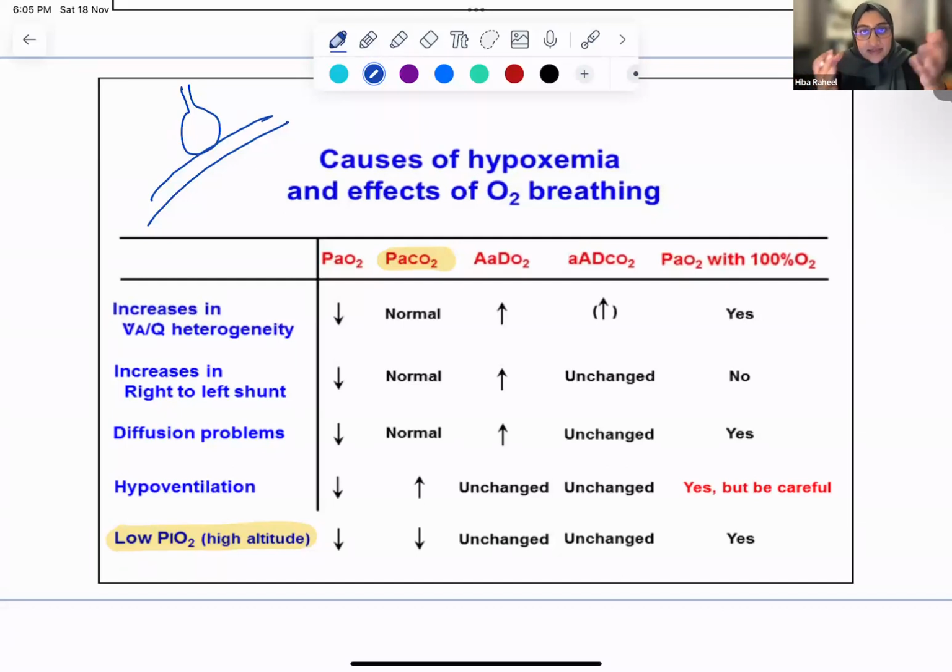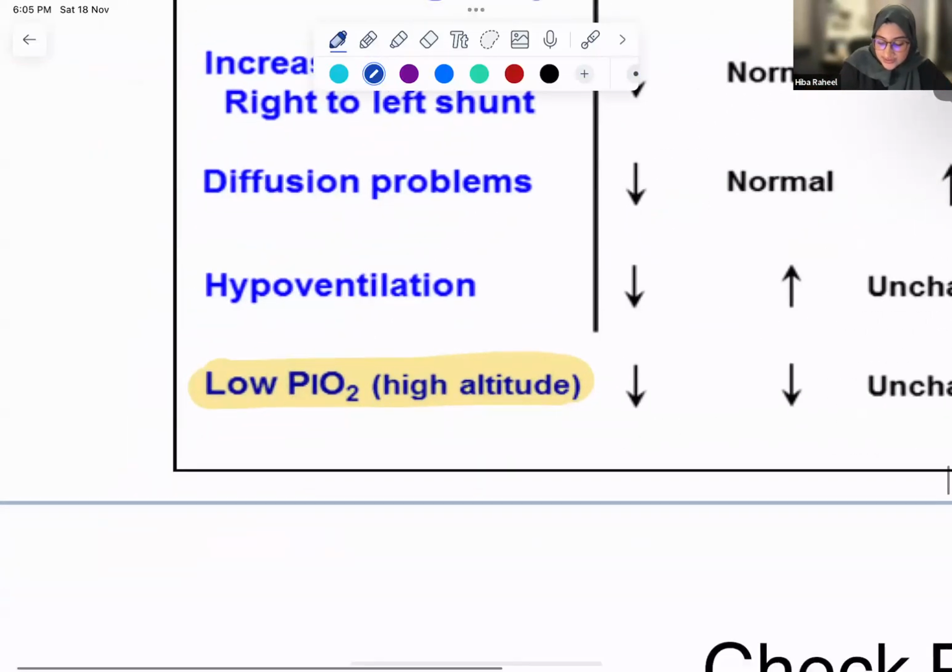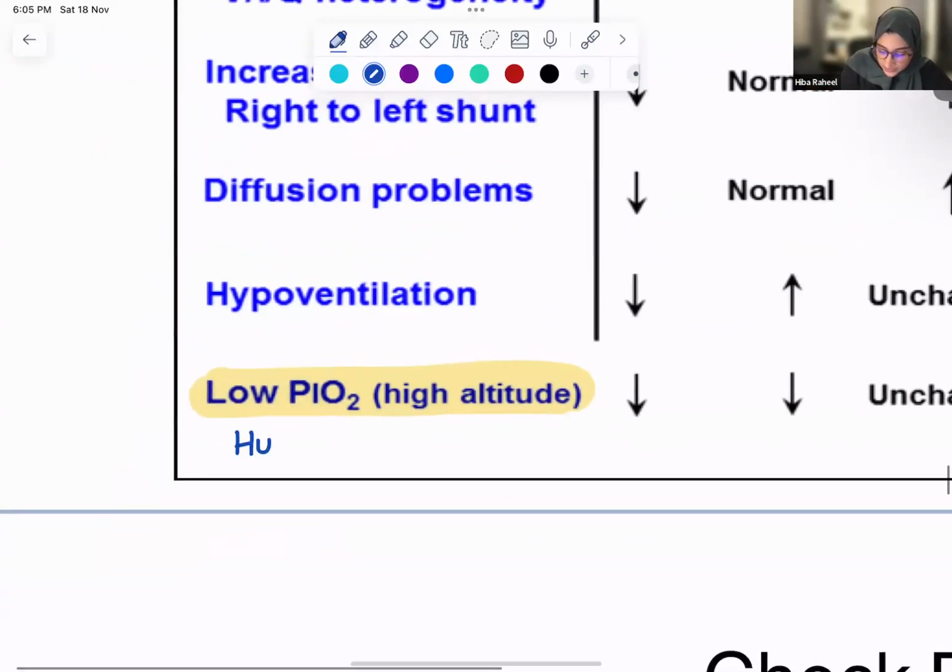Our body has mechanisms for everything. So when there's less oxygen in the air, what will end up happening? We will start breathing faster, right? We will hyperventilate. Hyperventilate to bring in more oxygen, so the alveoli can open more. So it's exactly the opposite of hypoventilation. In high altitude, we are actually hyperventilating.